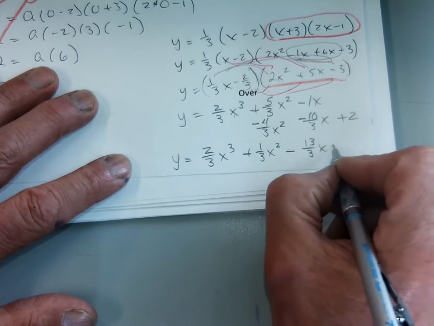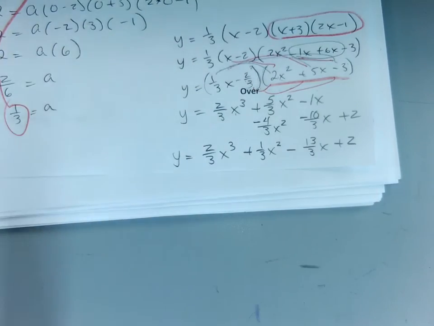How did you get 13/3? I'll show you. Is negative 1 the same as 3/3? Yeah, common denominator. What do we got? Yeah. Now, this is my answer.